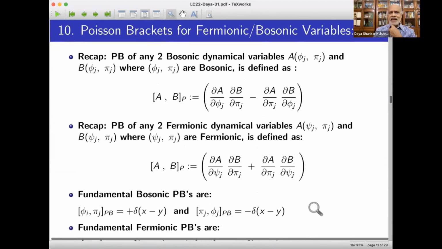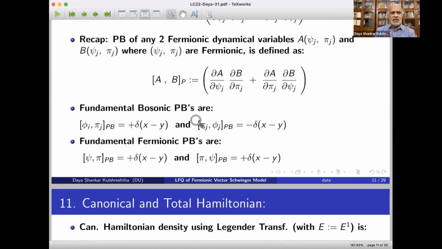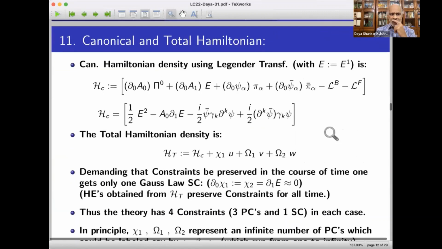And then let me set out the conventions for the Poisson brackets of the bosonic variables and for the fermionic variables. You will see the fundamental Poisson brackets here are the same that we have in the bosonic theory, but here this is also plus, this is also plus, but here it was plus and minus, okay? So we have to watch out.